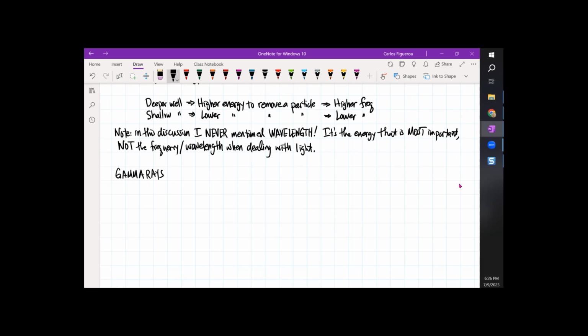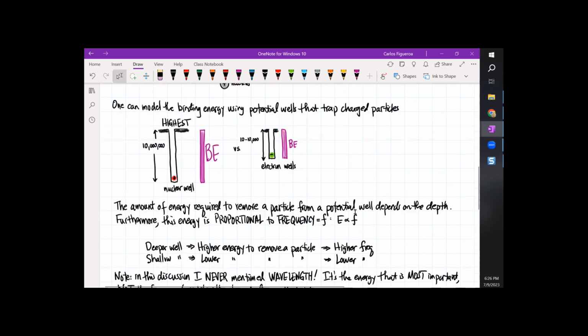You know, I should be careful here. Let me come back up here because I realized I started to say something and I didn't finish saying it. So when you look at the deepest well, it has the highest energy light, and this belongs to gamma rays. So nuclear interactions produce the highest amount of energy, and no other process does that.